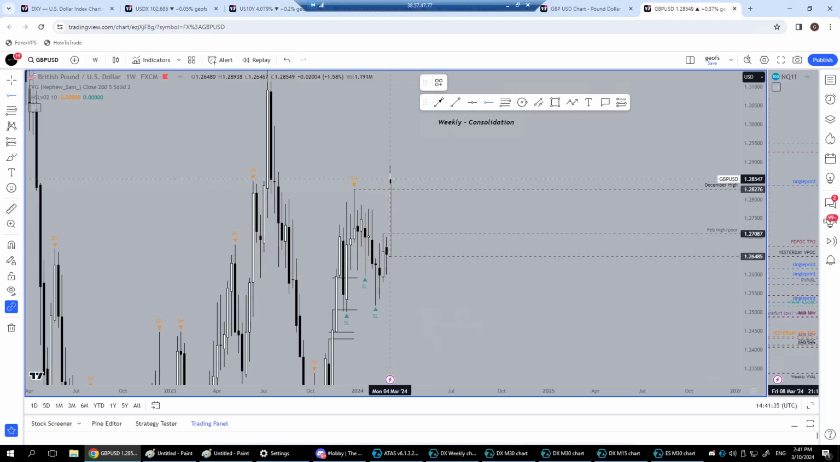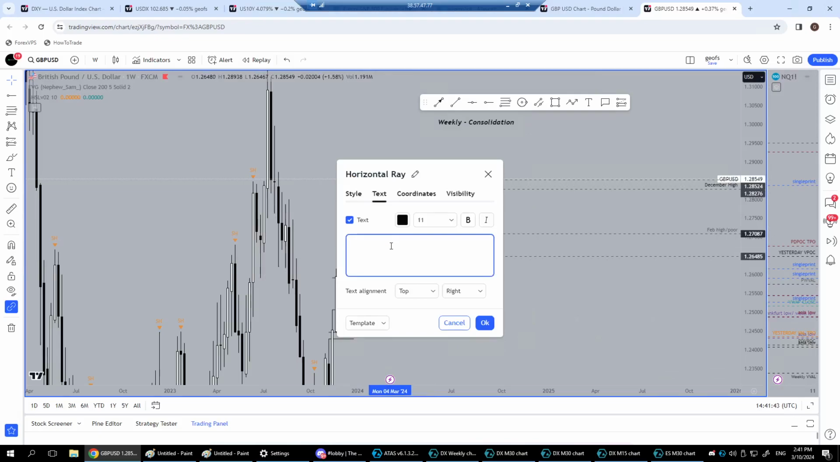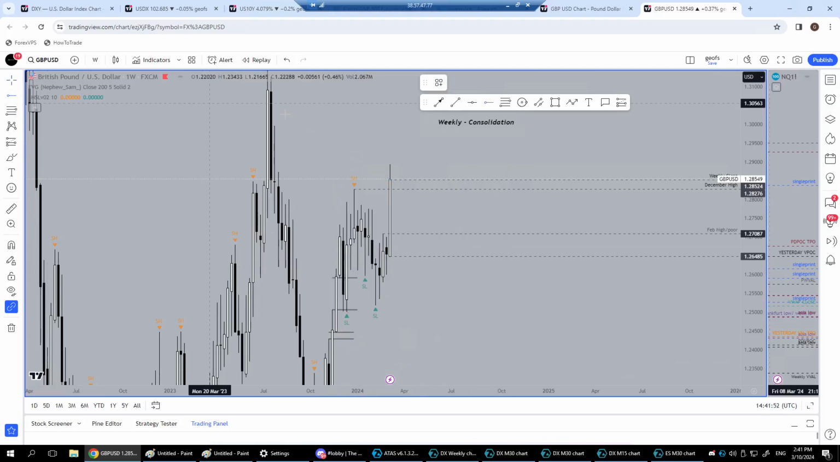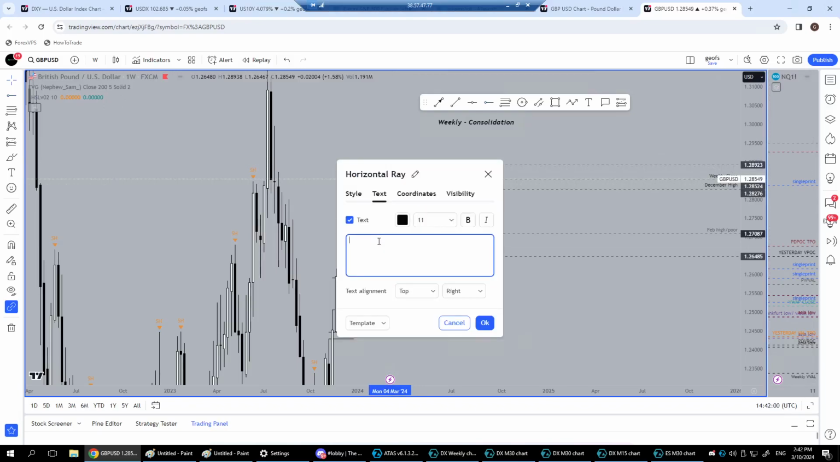So I've just moved on to the pound. I'm just on the weekly chart. It's kind of a consolidation, I guess. So I'm just noting the close, weekly close. Weekly high. The market loves opens, close, highs, lows. So you really need to pay attention to these.